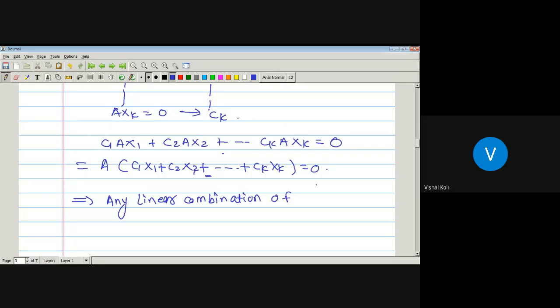solutions of a homogeneous system of linear equation is again a solution.